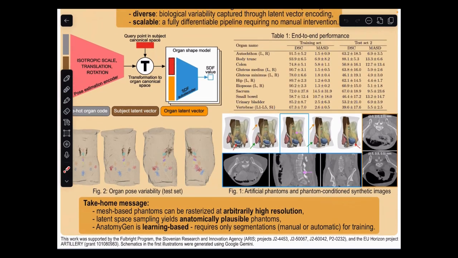So the take-home message is that this kind of approach allows us to create meshes at arbitrary high resolution. The latent space allows us to model the biological variability and the spatial distribution of the organs. And because everything is differentiable, right, we can train it end-to-end, meaning that no manual intervention is really needed. We only need the raw segmentations, which can be either manual or automatically obtained, to train this kind of model.